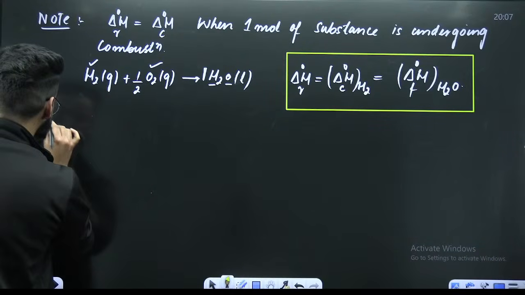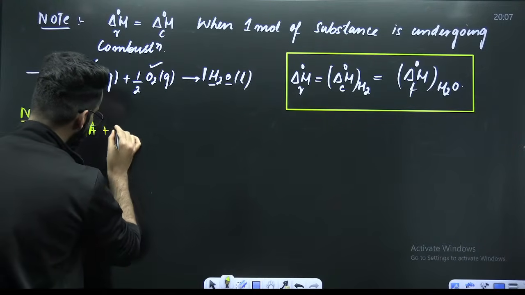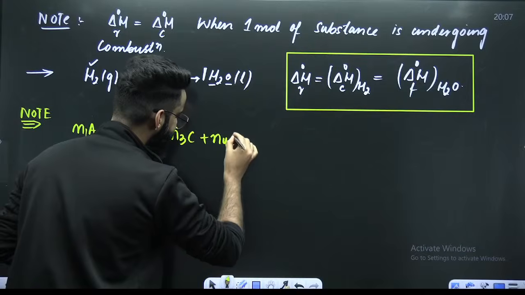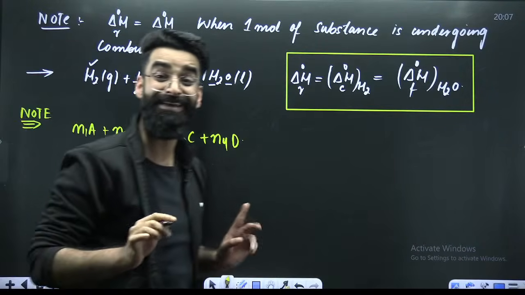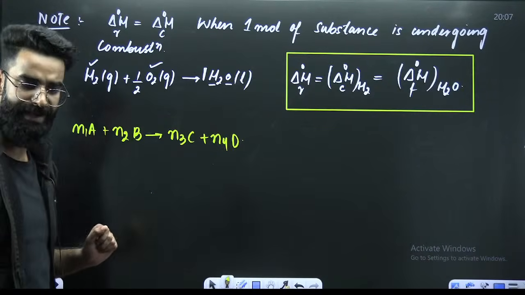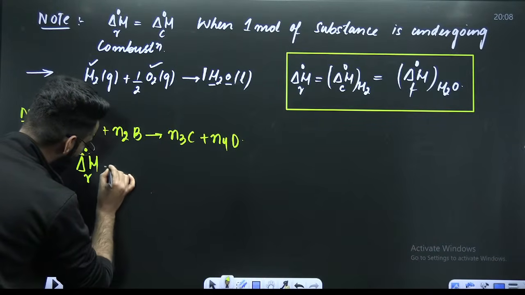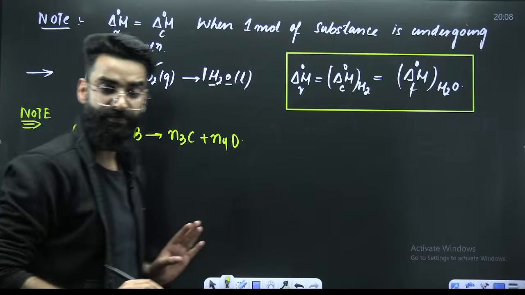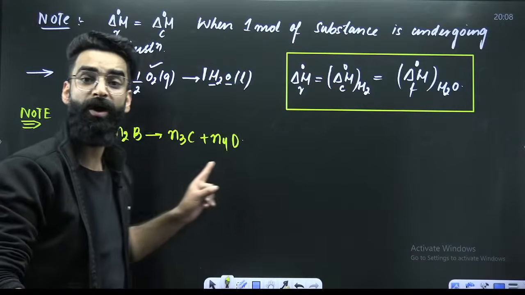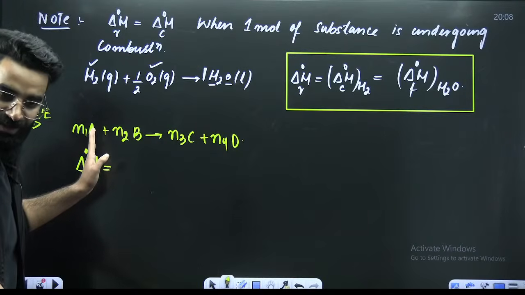My dear students, take a note of this. For example, I've got the reaction N1A plus N2B gives N3C plus N4D. This is a balanced chemical equation wherein N1, N2, N3, N4 are the stoichiometric coefficients of the reactants and products, right? Now, if I ask you how much amount of heat is absorbed or released during the reaction, one way of solving this is going to be enthalpy of formation of products minus enthalpy of formation of reactants.